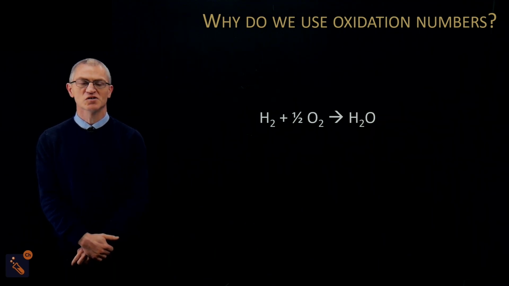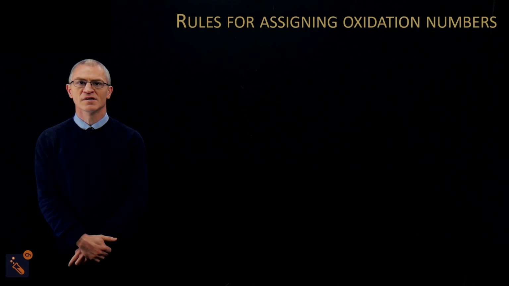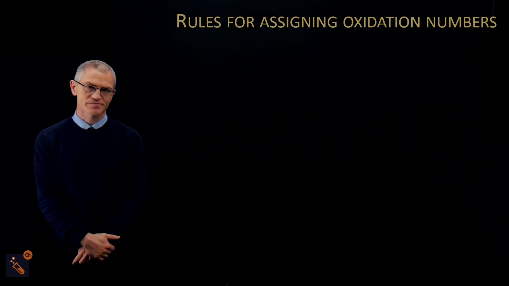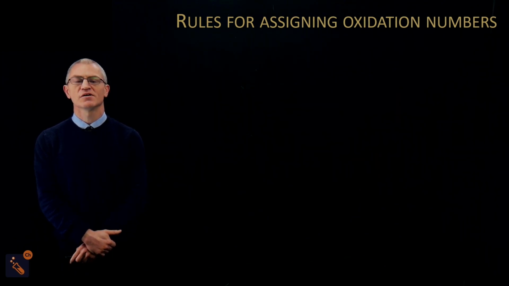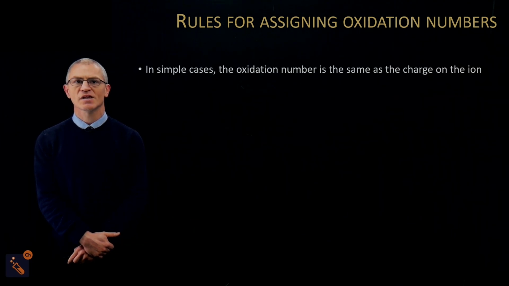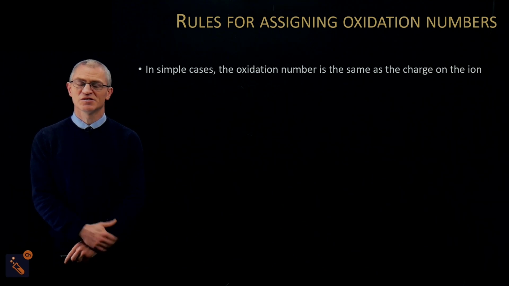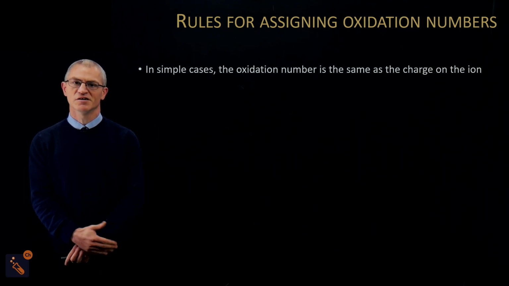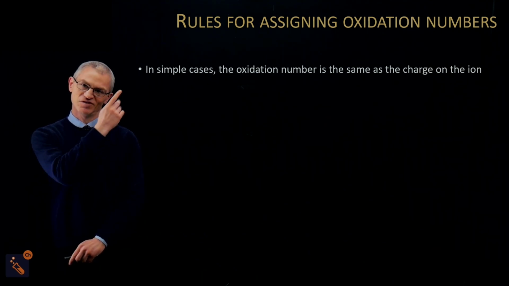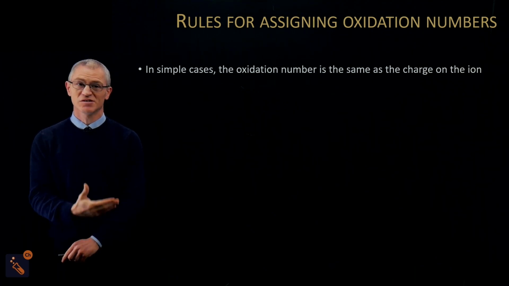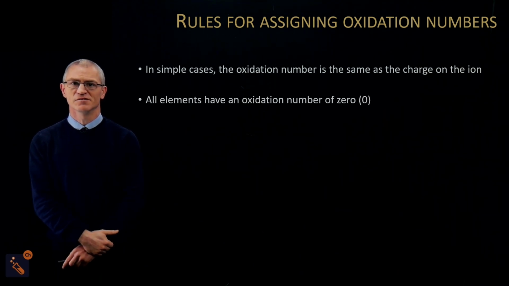Okay, but we'll refer to them as oxidation numbers. Now the rules for assigning, once you've done them a few times, hopefully will be quite simple. So first one, in simple cases the oxidation number is the same as the charge on the ion. Most of the time, and this is actually really common, the oxidation number is just the same as the charge on the ion.